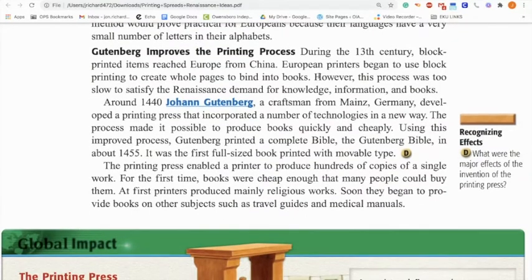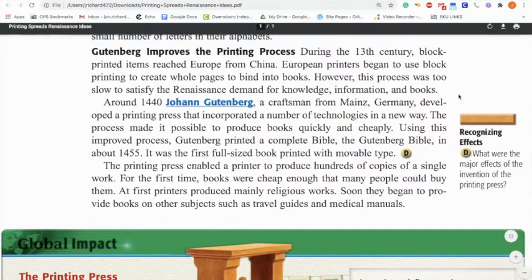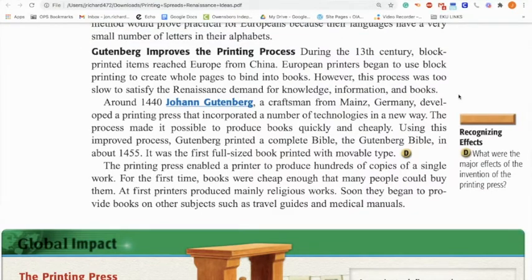During the 13th century, block printed items reached Europe from China. European printers began to use block printing to create whole pages to bind into books. However, this process was too slow to satisfy the Renaissance demand for knowledge, information, and books. So as these Renaissance ideas are starting to spread, the printing press is going to be that technology that really allows for greater amounts of information to spread.